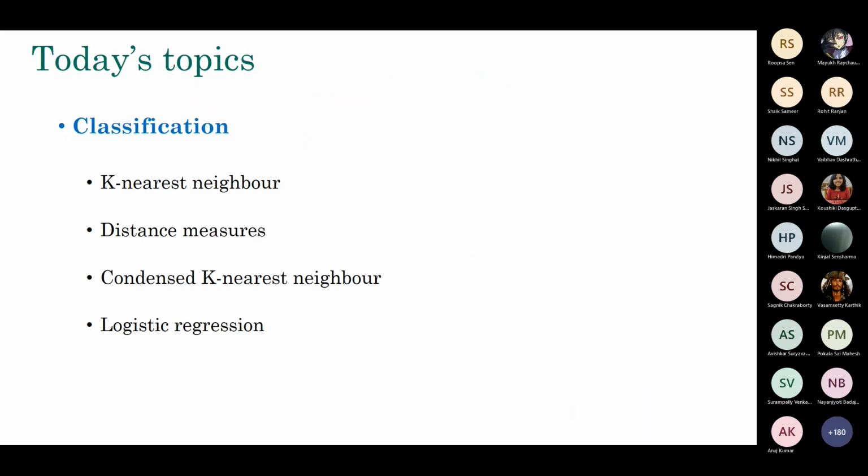So today, I'm going to talk about classification techniques now. Is it a different kind of supervised learning technique? Okay, and here I will talk about k nearest neighbor, what are the different distance measures that you need to use in different situations depending upon the nature of the data. Then I will talk about an efficient version of k nearest neighbor called condensed k nearest neighbor, followed by another classification technique called logistic regression, if time permits, of course.